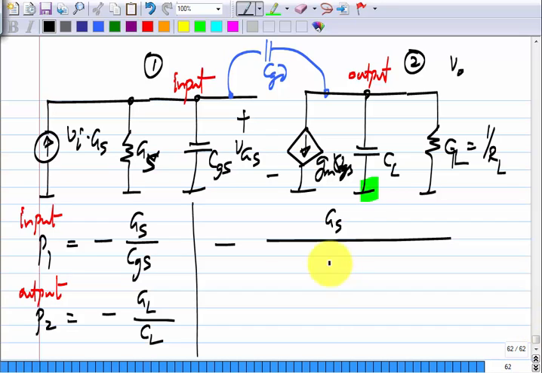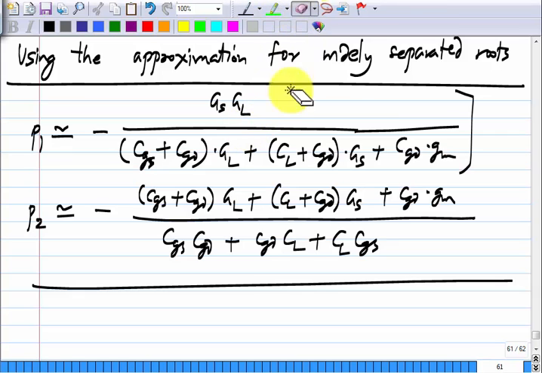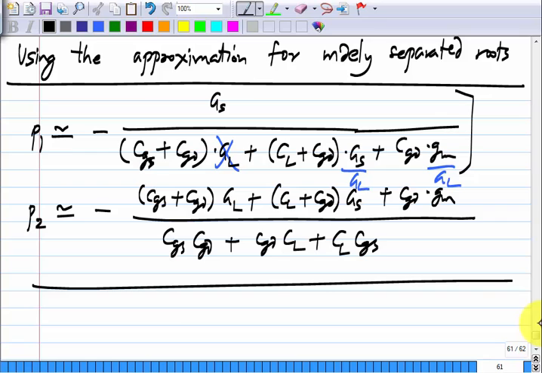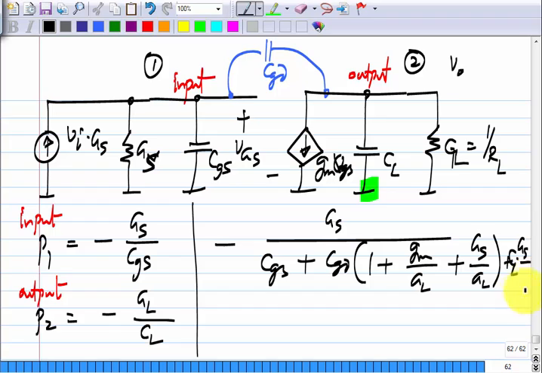So what do I get if I do that? GS divided by? We have CGS plus CGD. What's the coefficient of CGD we get? In this expression, all I have to do is bring GL to the denominator. So that goes away, this by GL and this by GL. So what's the coefficient of CGD? 1 plus GM by GL plus GS by GL, and then is that all? Plus CL times GS by GL.